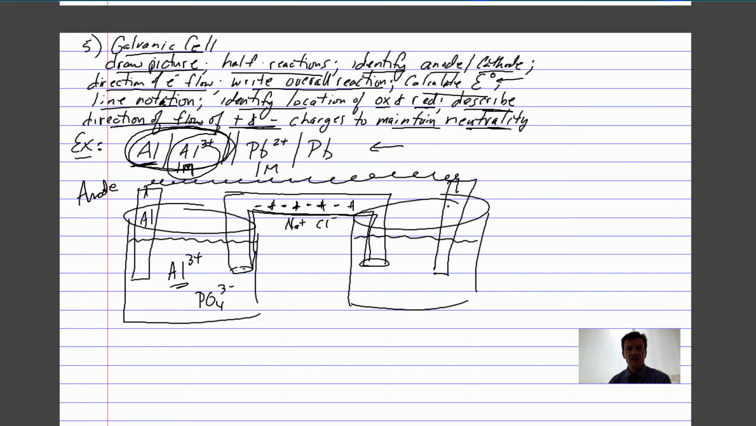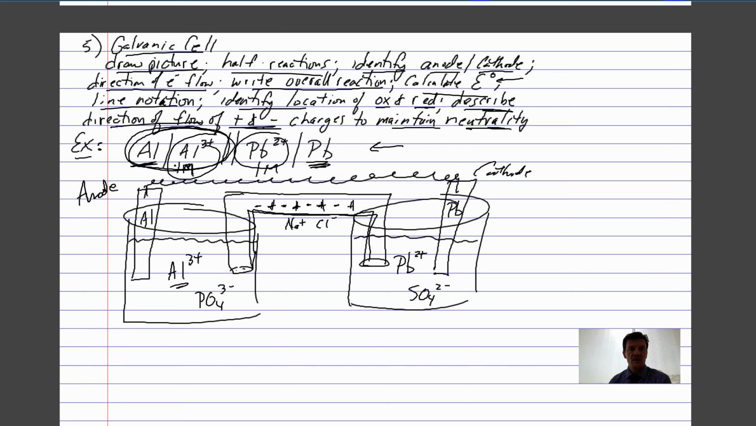And then on the other side, you've got your lead electrode, and you have lead ions in that solution. And again, we don't care what the other ion is to make up the lead compound. It could have been lead sulfate, for example. So this side is the cathode. On the right, you have the half reactions that are occurring here.